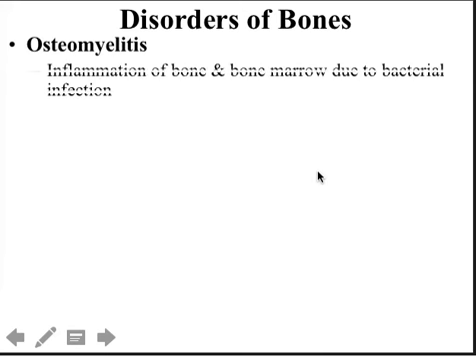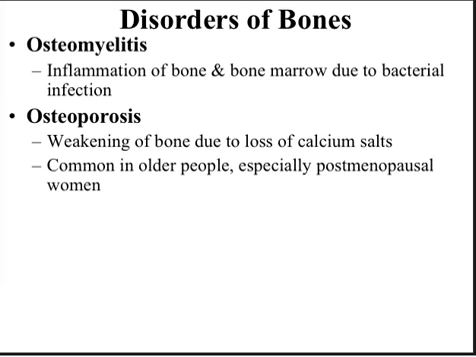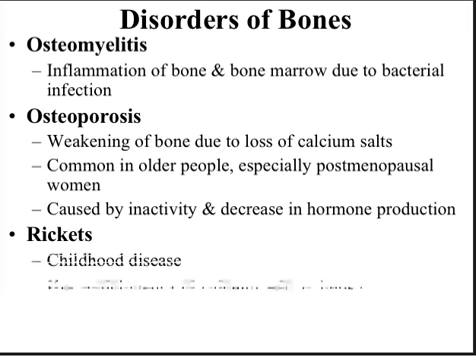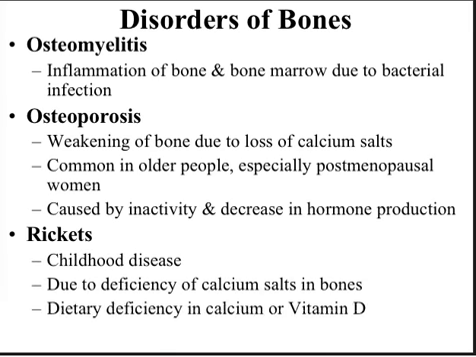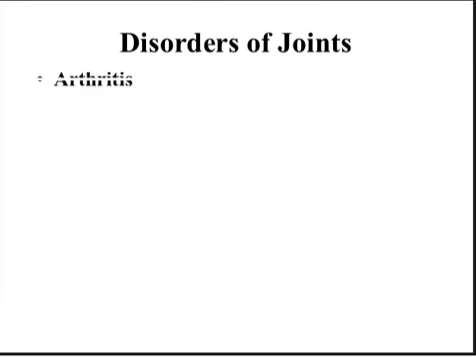Okay, other bone disorders include osteomyelitis, which is an inflammation of the bone and the marrow because of bacterial infection, and osteoporosis, which is a softening of the bone due to loss of calcium salts leading to easy fracture and crushing. It's common in older people and in postmenopausal women, often due to lack of estrogen. It's also exacerbated by inactivity or a sedentary lifestyle. Rickets is a childhood disease due to a deficiency of calcium salts in the bone or a dietary deficiency in calcium or vitamin D. The children have a bow-legged appearance in this disorder.